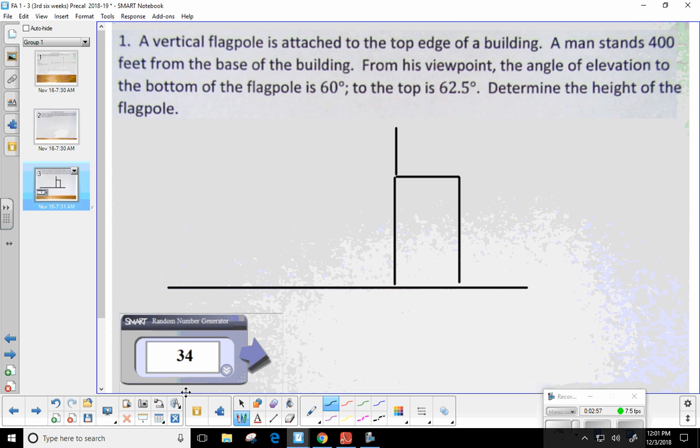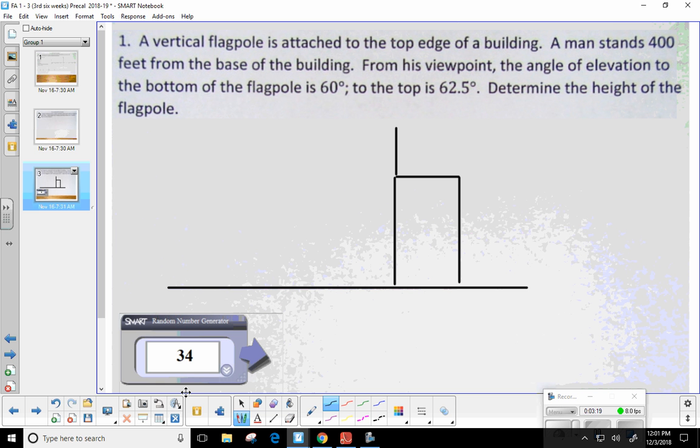Well, here is our focus activity. This is our third one of the six weeks. It says, a vertical flagpole is attached to the top edge of a building. A man stands 400 feet from the base of the building. From his viewpoint, the angle of elevation to the bottom of the flagpole is 60 degrees and to the top is 62.5 degrees. Determine the height of the flagpole.